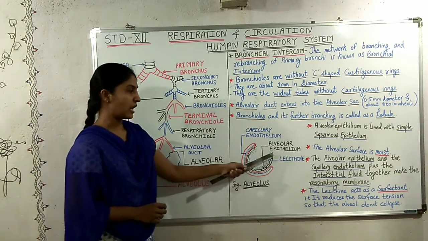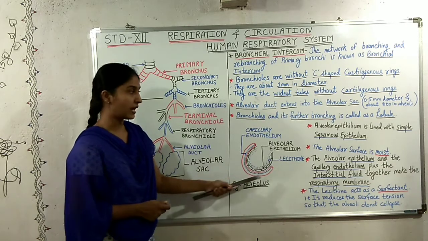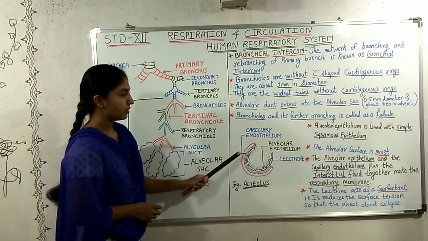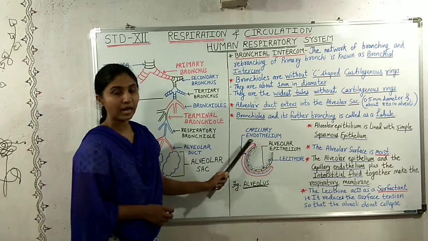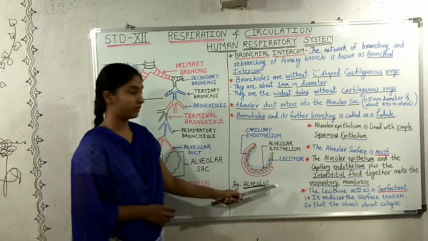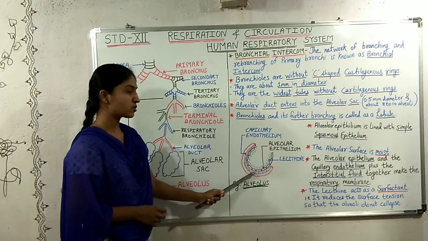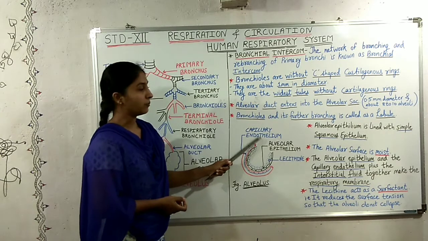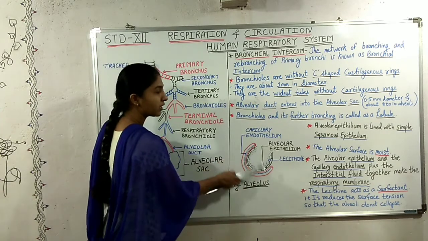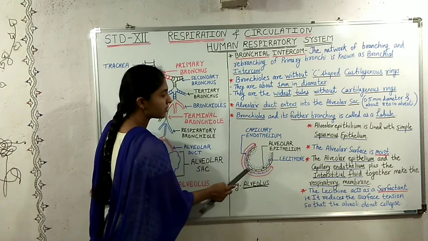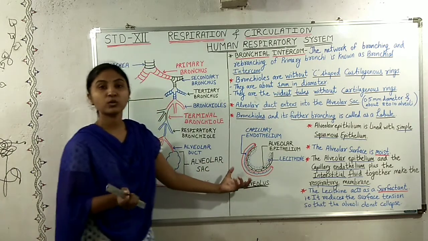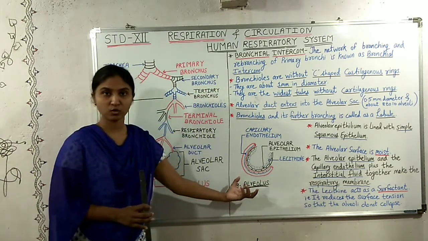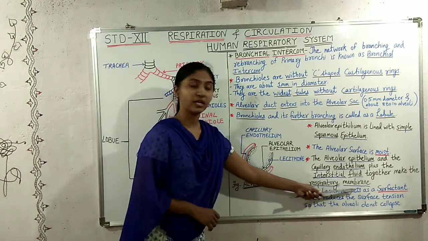The surface of this alveolus is lined with simple squamous epithelium, and it is surrounded by a capillary network. The capillary also has a simple squamous epithelial membrane inside it, that is called the capillary endothelium. Now this capillary endothelium, alveolar epithelium and the basement membrane of these two, together with the interstitial fluid which is present there, make the respiratory membrane.